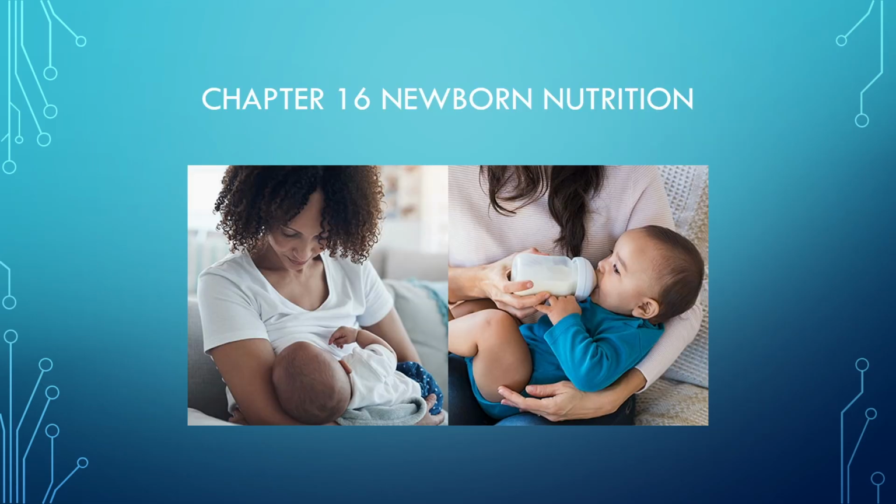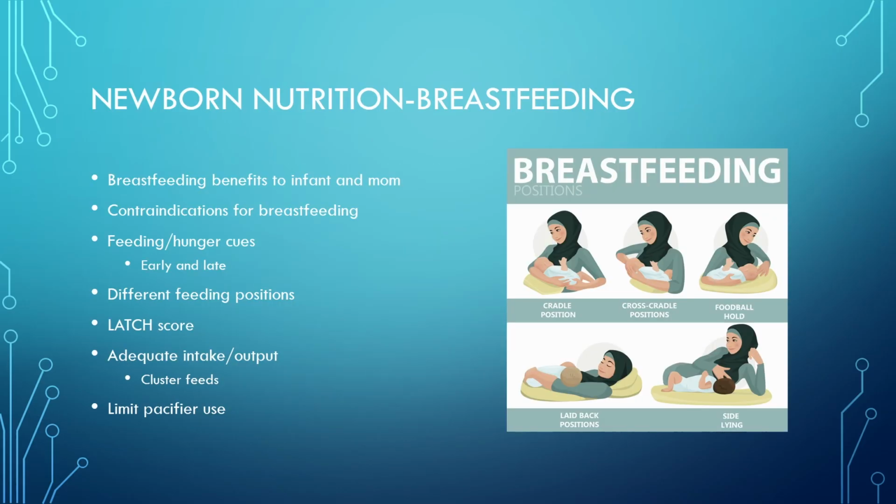Okay, let's talk about Chapter 16, Newborn Nutrition. We're going to talk about breastfeeding and formula feeding. There are a couple of different benefits that we're going to talk about here with breastfeeding for the infants and the mother. The mom benefits: there's decreased blood loss after having a baby, because when you nurse, you release oxytocin, which clamps your uterus down and helps with your blood loss.